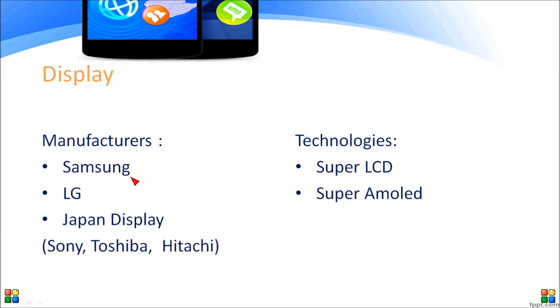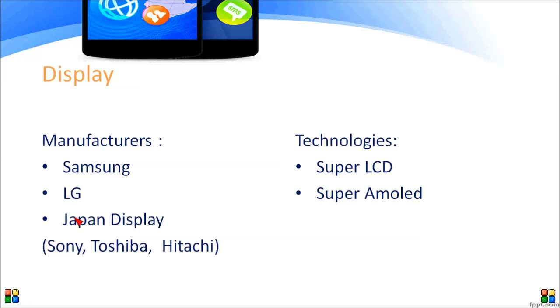The three biggest manufacturers of screens are Samsung, LG, and one that not so many know about, it's Japan Display. Japan Display is a company that was formed by Sony, Toshiba, and Hitachi to compete with the Korean smartphone screens, and they actually are competing. They make the screens for the latest iPhone 6 and 6 Plus.